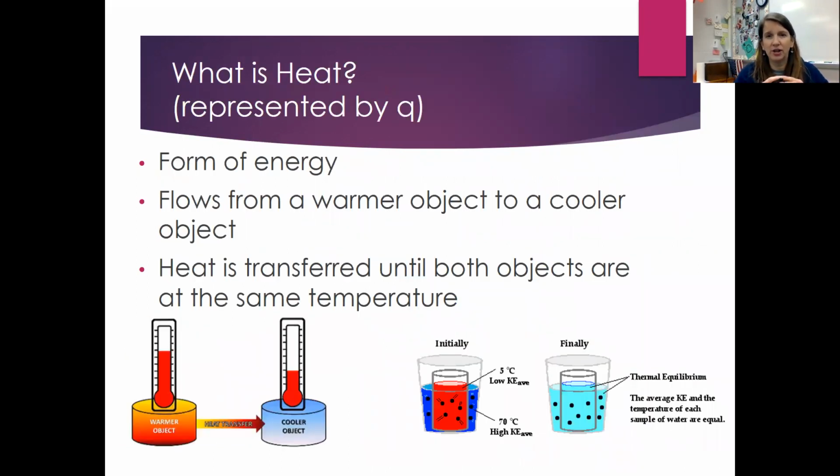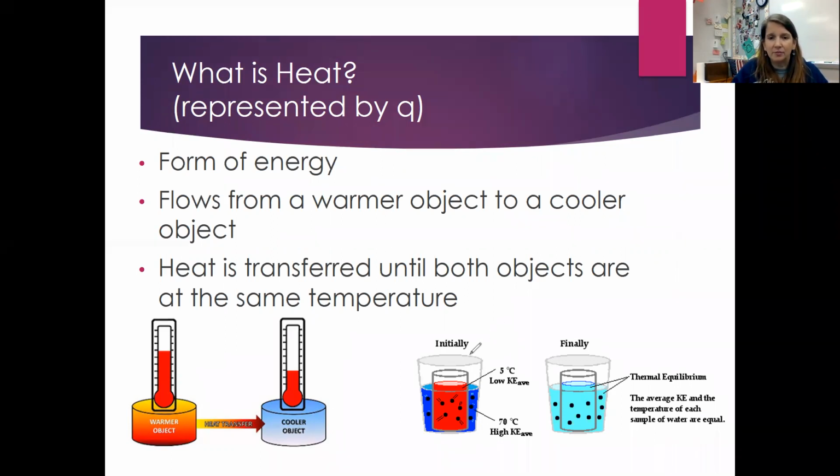So when we're talking about heat in chemistry class, we're going to represent that with a lowercase q. All right, so a lowercase q is going to be our heat. And like I said already, it's a form of energy. What heat does is it's going to move from an area that's warm to an area that's cold. And it's going to keep flowing until you reach what's called thermal equilibrium, where both objects are at the same temperature.